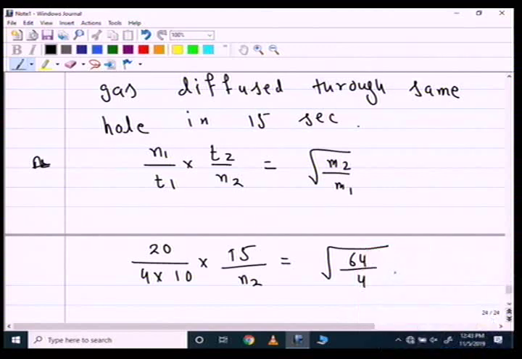Have you done exactly the same? Have you put exactly the same values? First of all, confirm me. Confirm. Okay. Solve.